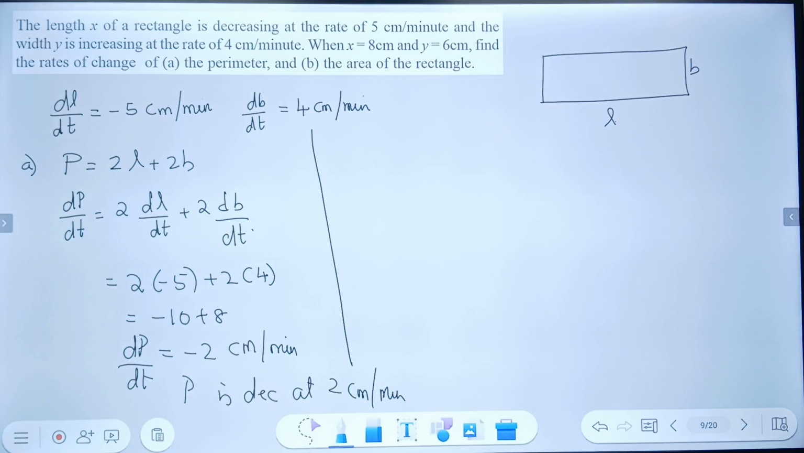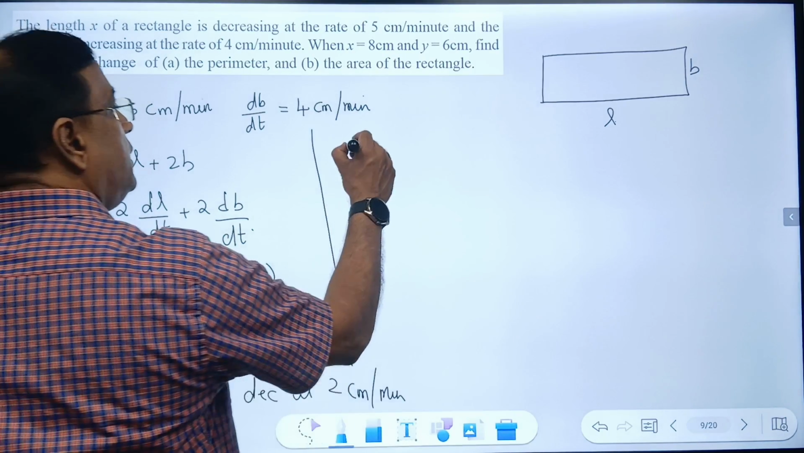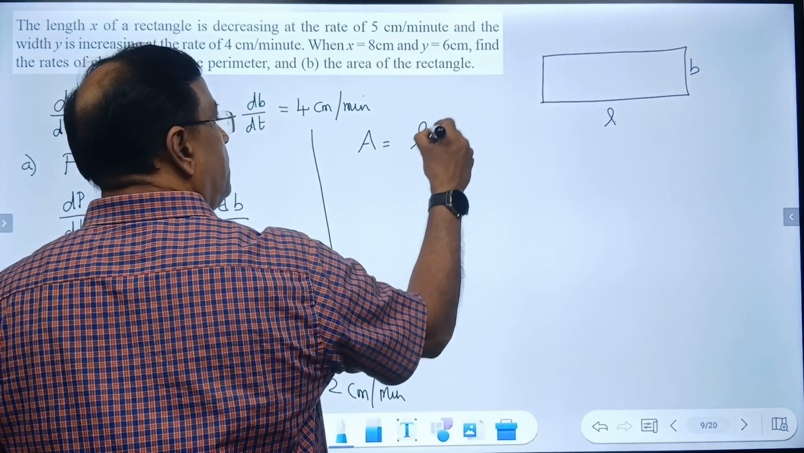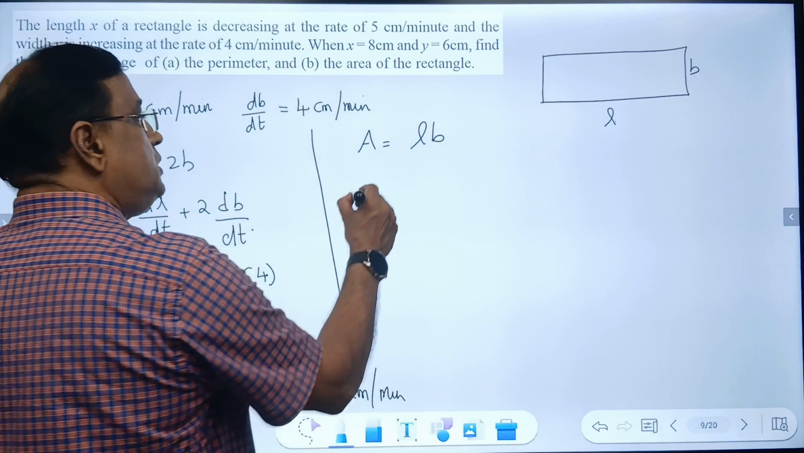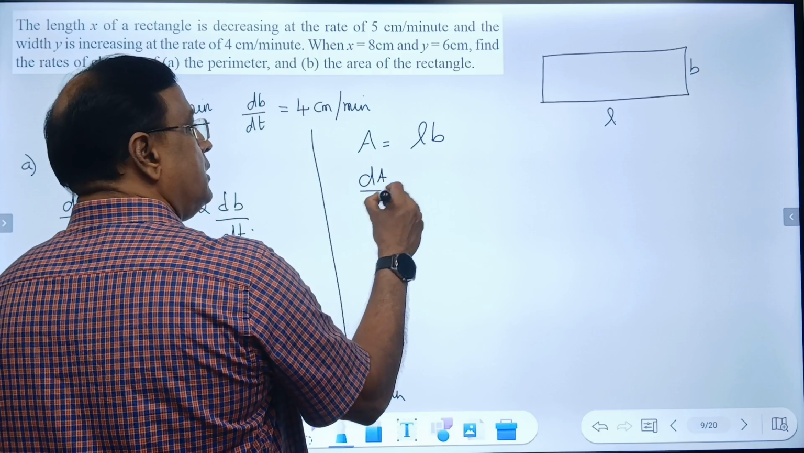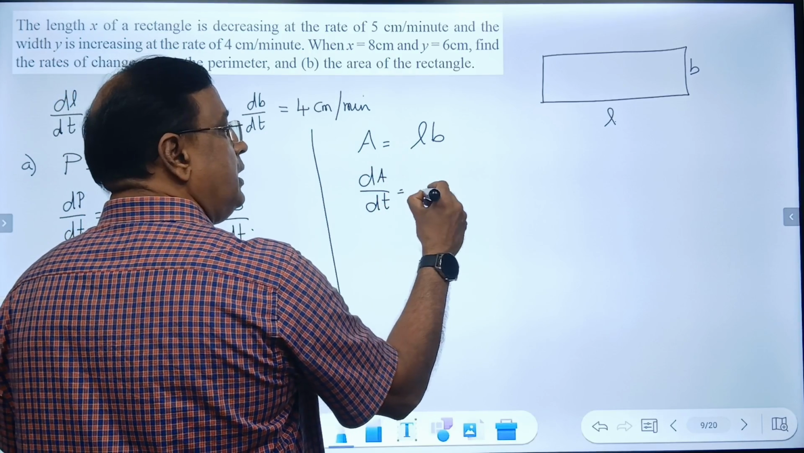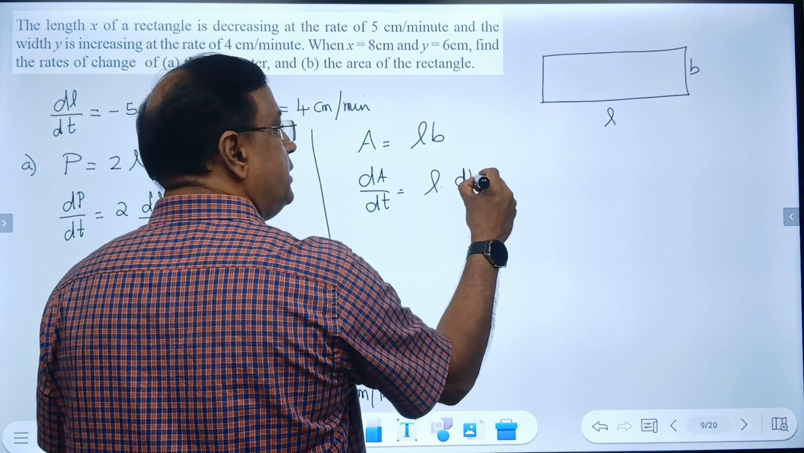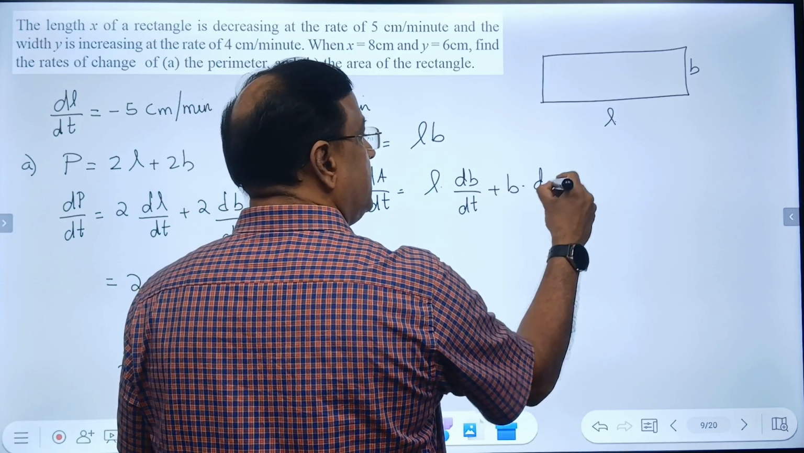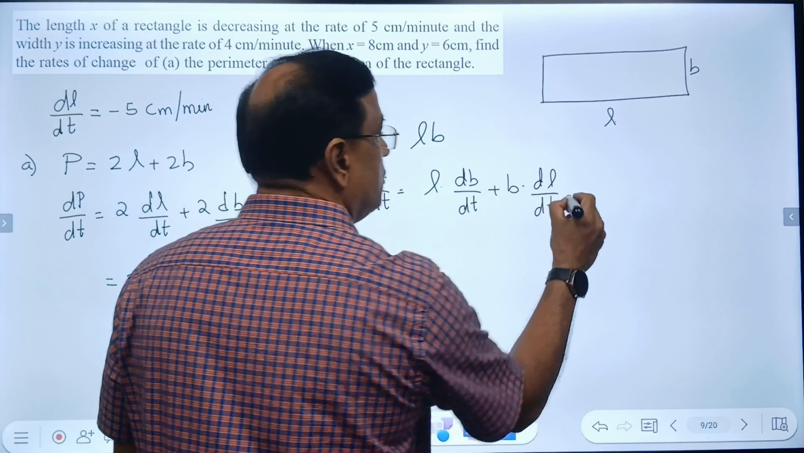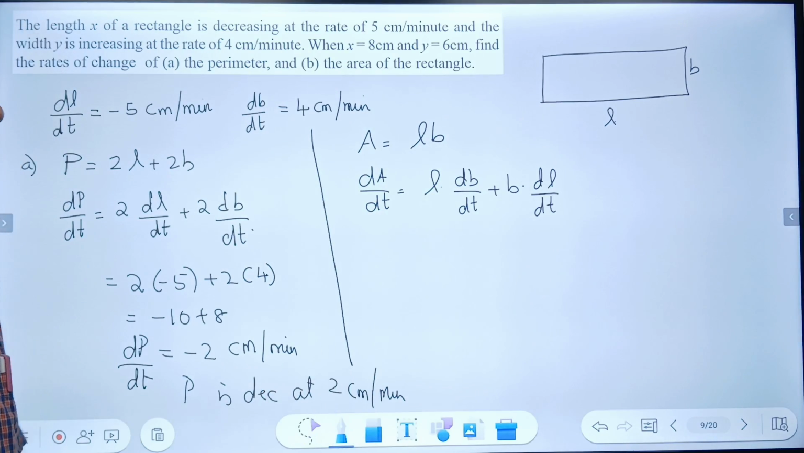Okay. Now what about the area? Area will be length into breadth. The area of a rectangle is length into breadth. Now what is dA by dt? dA by dt will be L into dB by dt plus B into dL by dt. I am using the product rule.